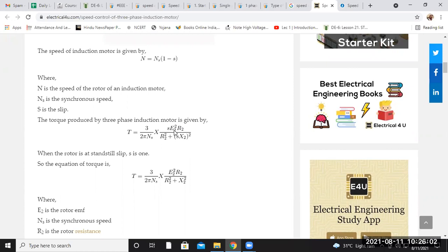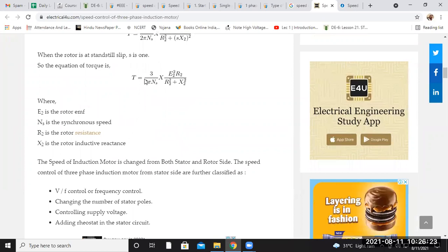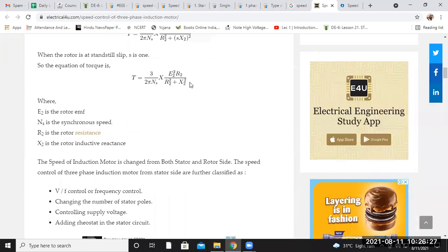Now the standstill condition means when the rotor speed is 0. When the rotor speed is 0, in the standstill condition, the value of the slip will be 1. And in that case, when you put the value of slip equal to 1, you will get this torque equation. Okay. Accordingly the speed control will vary, so from this equation we will deal with the speed control.